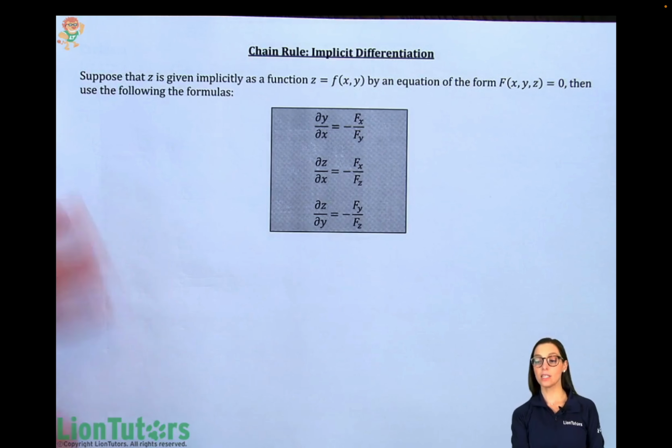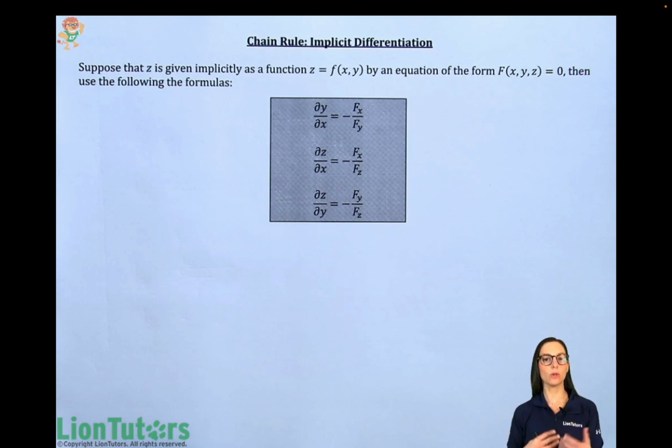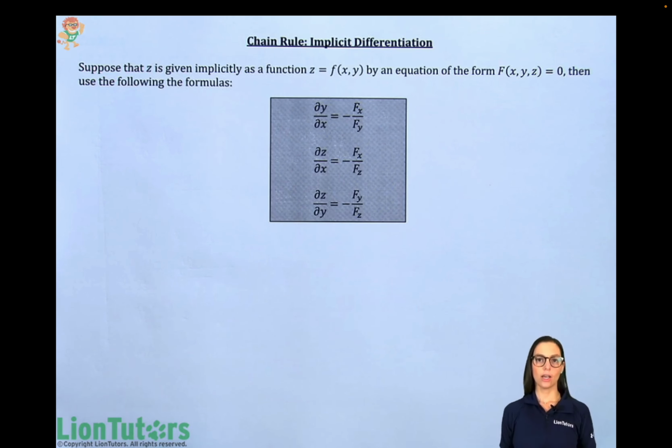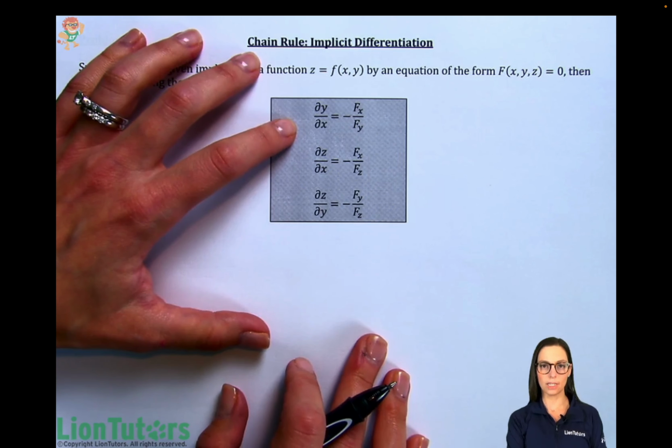In the next example I'm going to show you, we're going to have something where our z's are going to be kind of jumbled together with our x's and our y's. So instead of z equals, it's x, y's, and z's all jumbled together. That's going to change how you take your chain rule derivative. So in this situation, you're going to want to use these formulas here, which I know look a little confusing. We'll make some sense out of this.